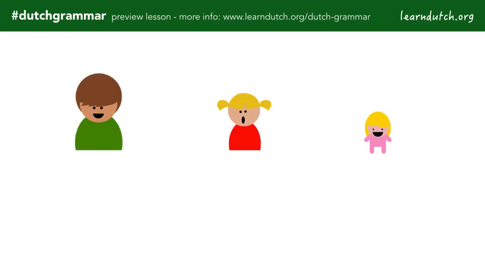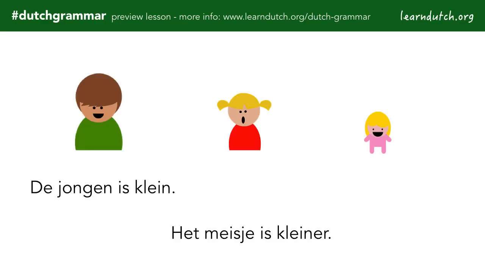Let's go. Look at the picture. You see 3 children. You can compare them. De jongen is klein, the boy is small. Het meisje is kleiner, the girl is smaller. De baby is het kleinst, the baby is the smallest.